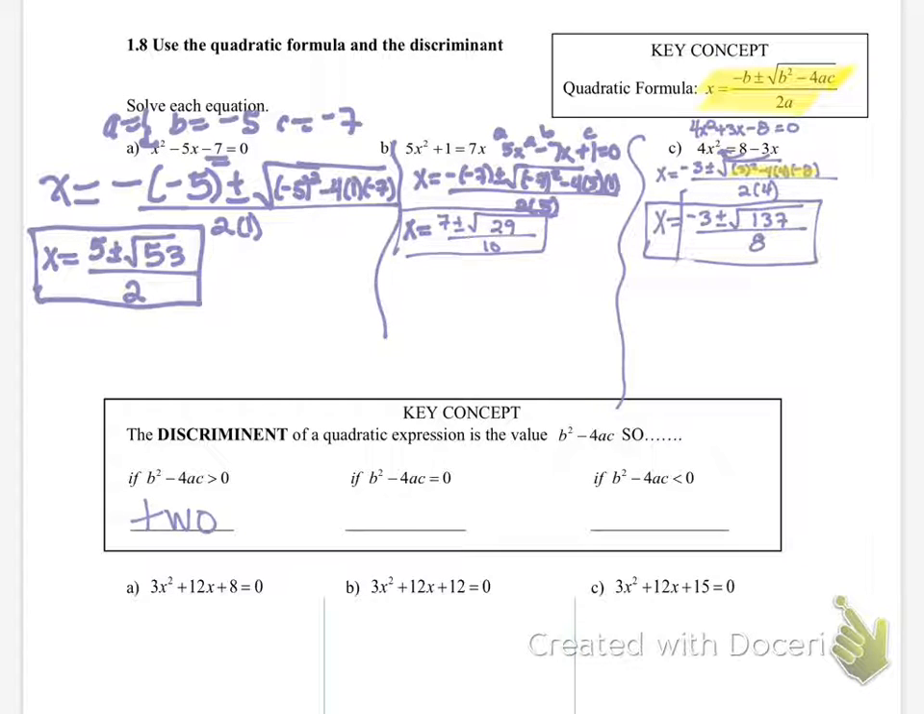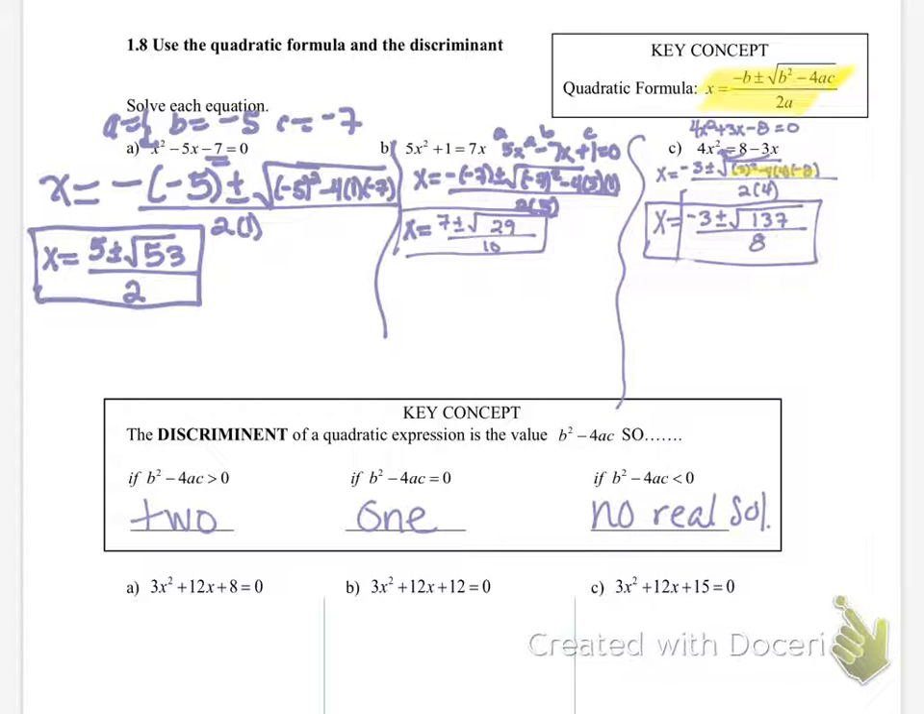So if it's equal to 0, then that means you don't have this square root piece at all. You just have, like if we look at A, you would just have 5 over 2. You wouldn't have that plus or minus root 53. So then you only have one answer. Okay, so if it's equal to 0, you have one answer. If it's less than 0, meaning you have a negative under the square root, you have no real solution. Right? Because like we talked about last class, they're actually imaginary.